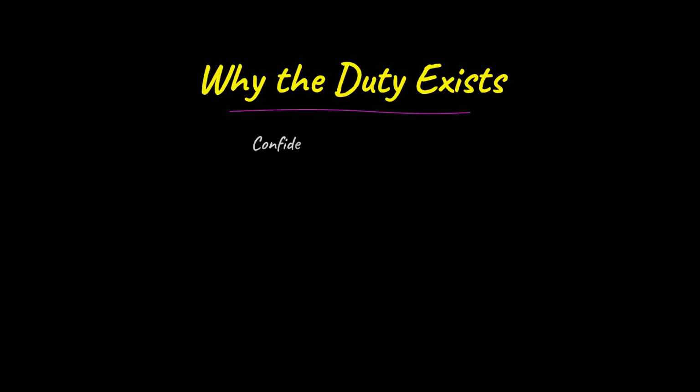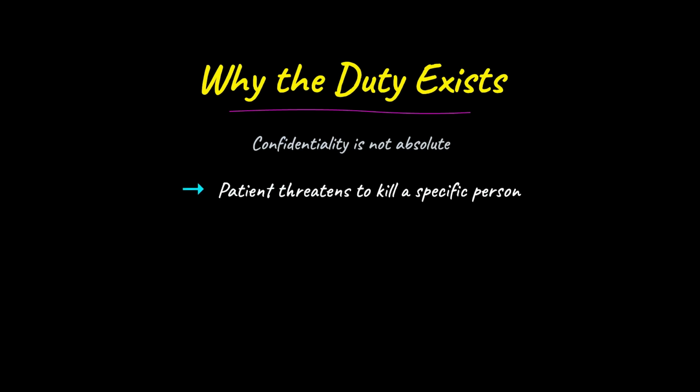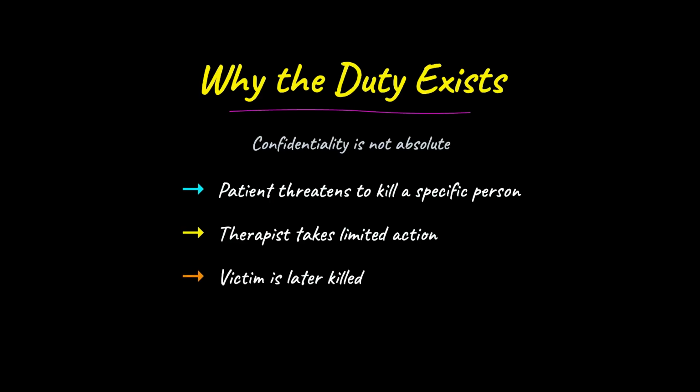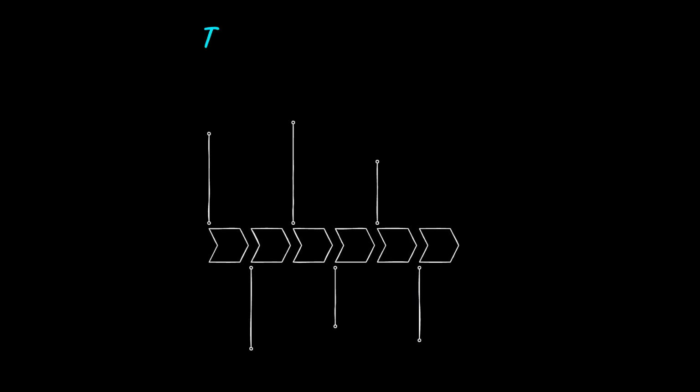The Tarasoff Doctrine comes from a 1976 California Supreme Court case, and it defines when mental health professionals must warn an identifiable victim or notify law enforcement about a patient's imminent, specific threat. The original case involved a patient who told his therapist he intended to kill a specific young woman. The therapist took limited action and she was later killed. The court ruled that this created a duty to warn or protect.